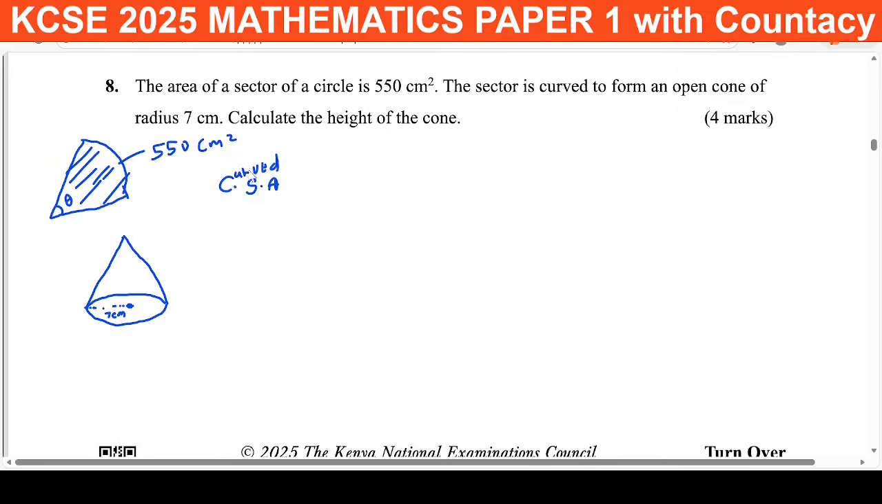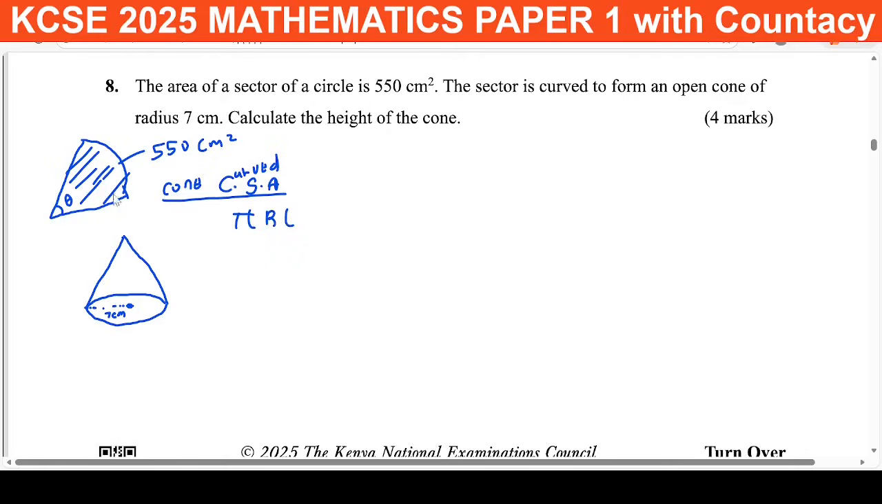It's important to note that it is curved. Sometimes this might be interpreted to mean cross-sectional area, which is not the case for what you are doing. So this is to mean curved surface area of the cone. How do you find it? We usually find it by pi RL.